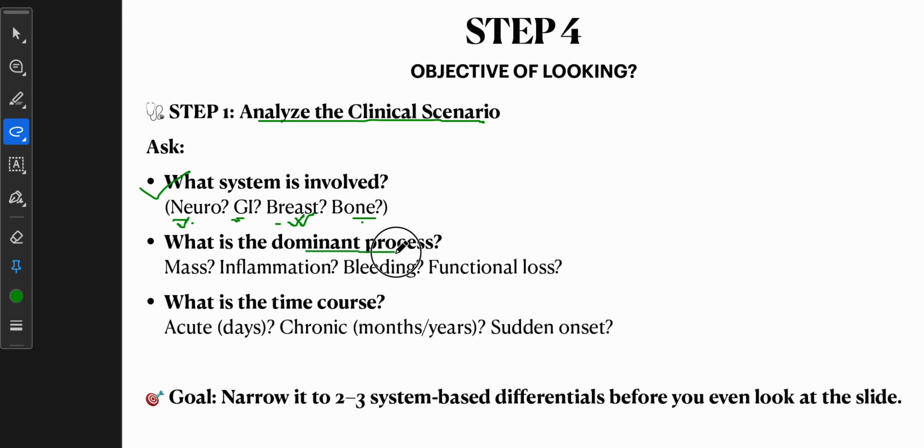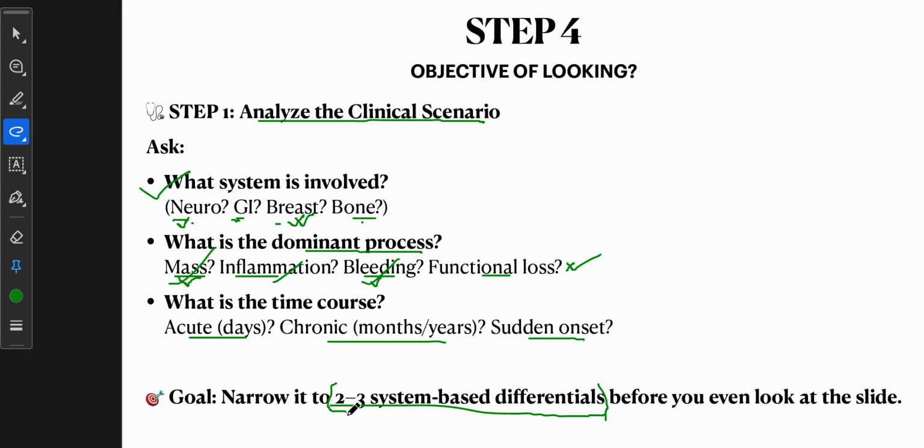And what is the dominant process here? Is it a mass, inflammation, bleeding, or functional loss? If there is functional loss, there can be fibrosis or degeneration. If there is bleeding, you can possibly find anemia. If there is inflammation, there are inflammatory infiltrates. And if there is a mass, you can suspect a tumor, malignant or benign, and tumor features can be there. And acute means days, chronic means months or years. Is it sudden onset or not? You can also look at the time course of the clinical symptoms. So we have to narrow it to 2 to 3 system-based differentials before you even look at the slide.